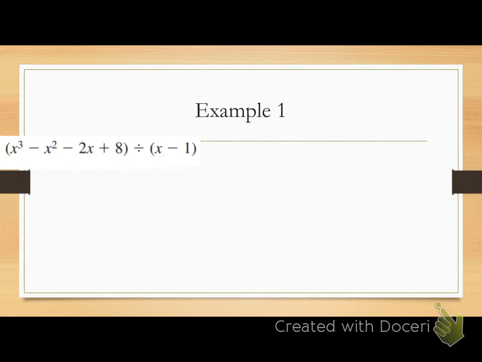We've got the polynomial x cubed minus x squared minus 2x plus 8 divided by the binomial x minus 1. Wants me to divide these two polynomials.